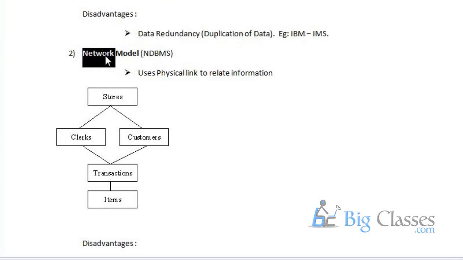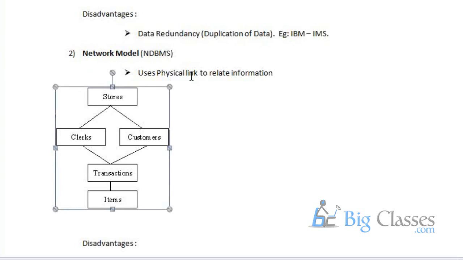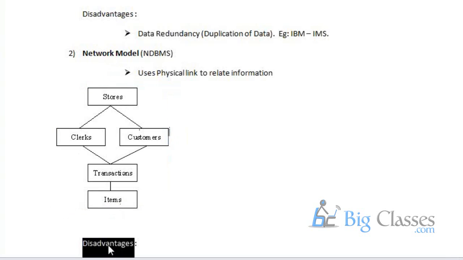Likewise, the network model, that is Network Database Management System, NDBMS. You can see the picture here which represents the network model. This uses physical links, that is connections, to relate information. You can see the information about stores, clerks, customers, transactions, items. There is a relationship, and that relationship is shown via a line between those components. So this is about the network model, where you can see physical links to relate the information.